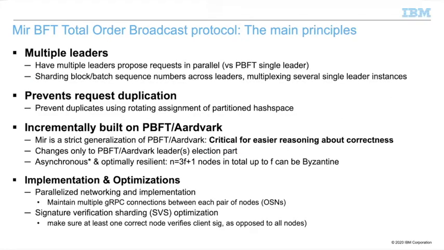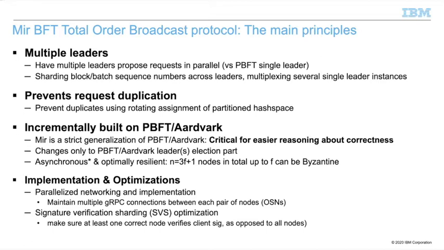And this is what Mir-BFT does. So it's a total order broadcast protocol orchestrated around the following main principles. So it does have multiple leaders, which are allowed to propose requests in parallel. And as we discussed, it shards blocks or batch sequence numbers across leaders. Basically, we have multiplexing of several single leader instances into a single total order broadcast. What should be noted here is that there is no sharding of the transactions, right? So we do shard batch sequence numbers, but then we multiplex them in a single total order. So essentially, Mir does not belong to the family of sharding protocols. It's delivering a single total order.